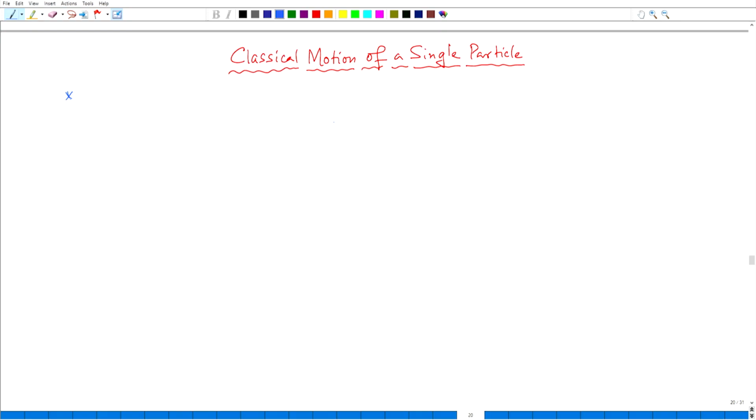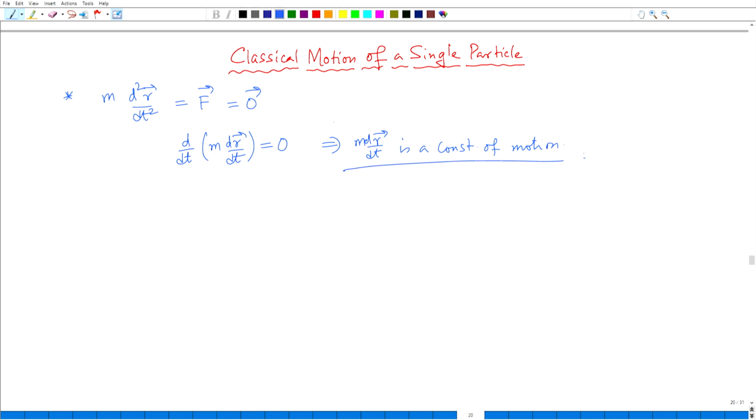So, if you write Newton's law for a single particle, it comes out to be m d2r/dt2 is equal to F. If F is a null vector, then you can easily say that d/dt of m dr/dt is 0, and it says that mv, or m dr/dt, is a constant of motion, and this is known as the conservation of linear momentum.